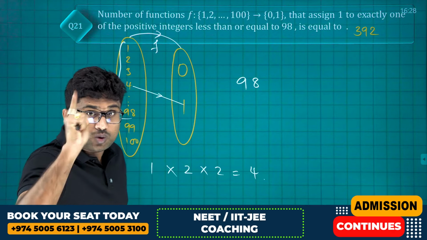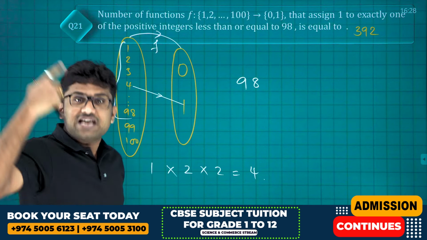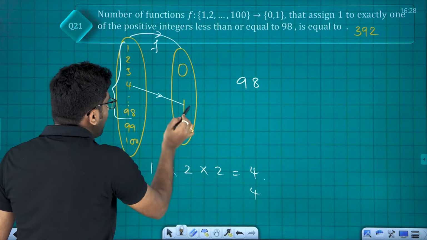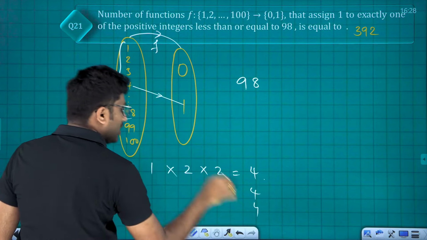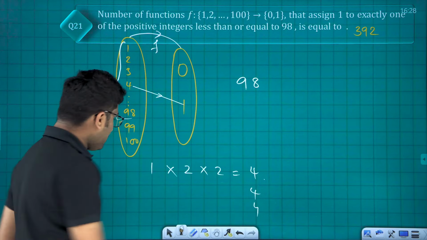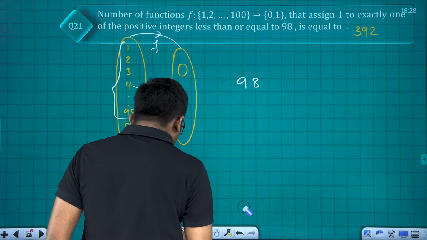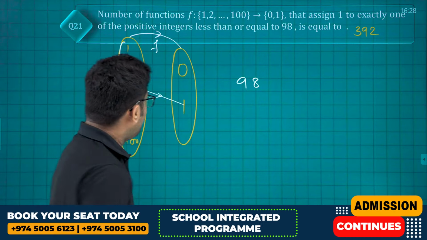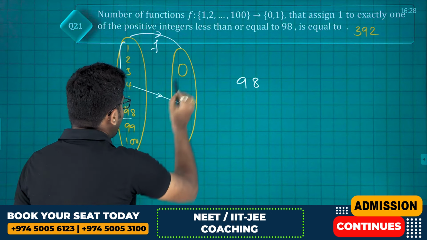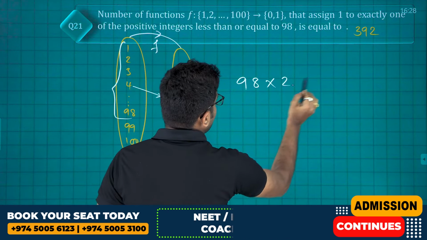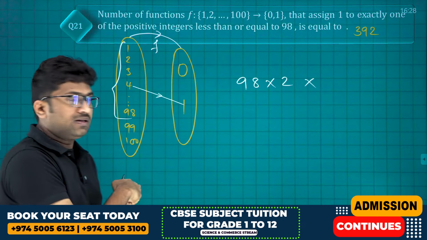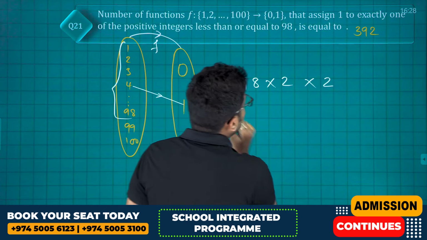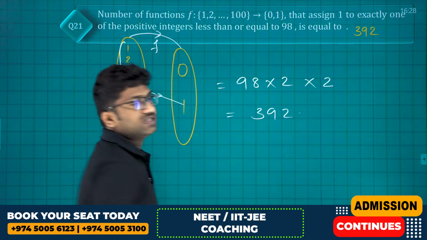This is one case where 4 is mapped with 1. This will be repeated: if 1 is mapped with 1, again the same; if 2 is mapped with 1, again; if 3 is mapped with 1, again; 5 mapped with 1. So these 98 numbers can be mapped to 1 in 98 ways. 99 can map with either 0 or 1, so it has 2 ways. 100 can be mapped with 0 and 1 in 2 ways. So 98 into 2 into 2, which is equal to 392, is the answer.